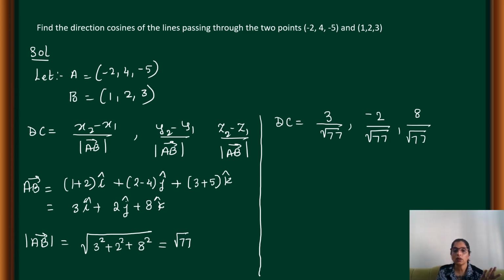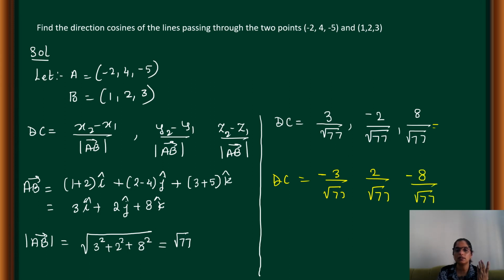This is one set. What is the other set? The second set of direction cosines will be minus 3 by root 77, then 2 by root 77, and minus 8 by root 77. This is the first set of direction cosines, and the yellow one is going to be the second set. This is not asked in the question. We are doing this because we want to be very clear about what it is.